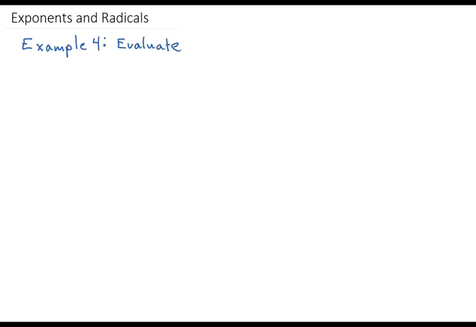Alright, we're going to start here with example 4, and our directions are to evaluate. Notice I'm starting with 4 because this is continuing from our discussion of exponents. Altogether, the whole lesson is exponents and radicals. So we're just continuing our number from when we were talking about exponents. So evaluate just means to find what number is the square root of 36.